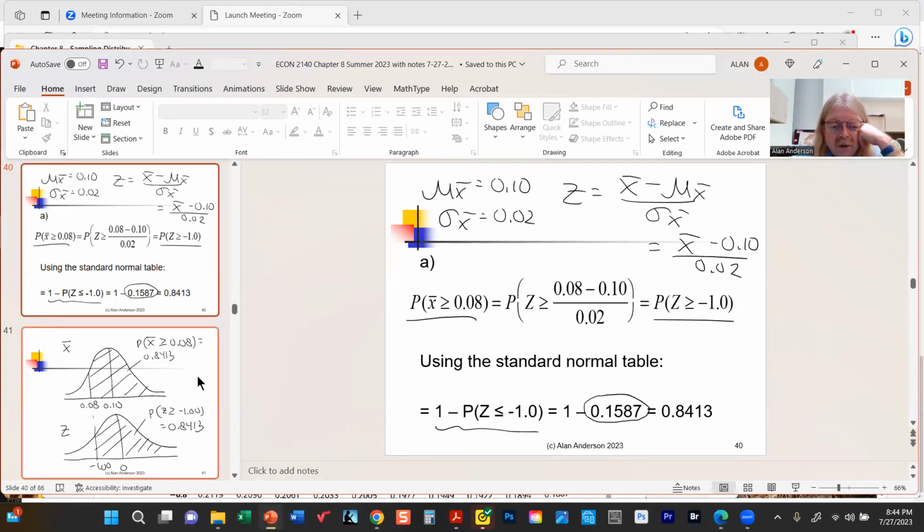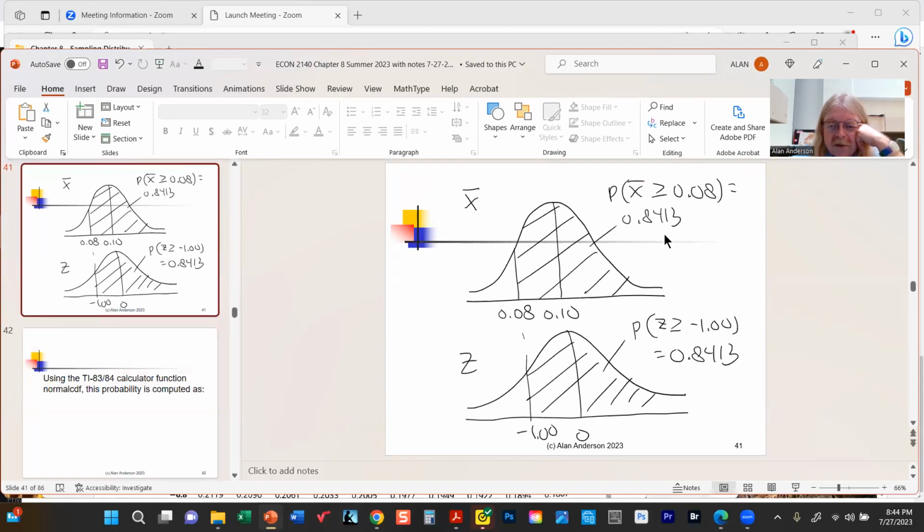So if you look at these two graphs that I've created, the top one is for X bar, the bottom one is for Z, the standard normal distribution. It shows us that what we just proved is that X bar being 8% or above is equivalent to having a z-score of -1 or above, which in turn is equal to 84.13%. That's all there is to it, huh?